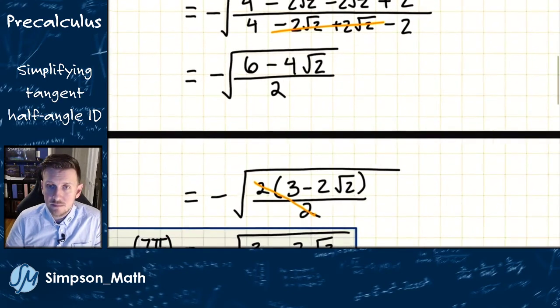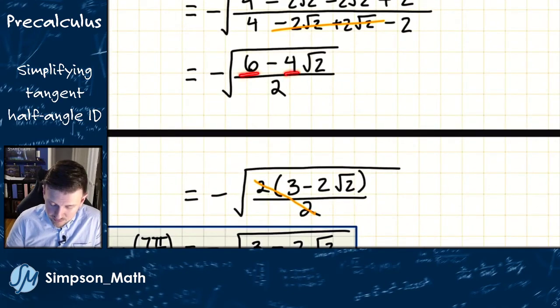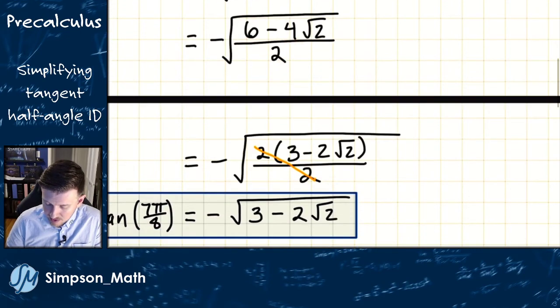But notice that 6, 4, and 2 are all even. Again, I'm not touching the square root. It's just a separate term. I can't pull out from it. But 6, 4, and 2, those are all even. So I can factor a 2 out of the numerator. So the left hand side is a 3 minus 2 square root of 2. I just divided 2 out of both of those terms.